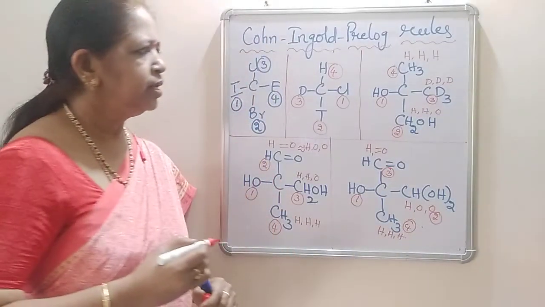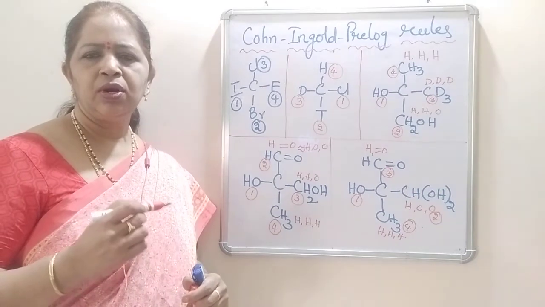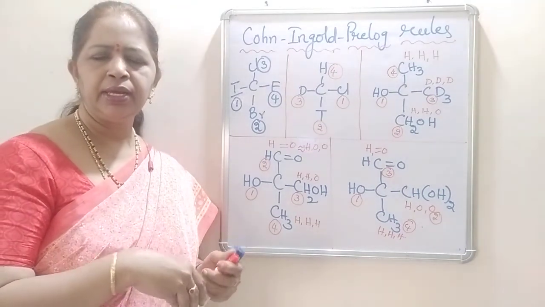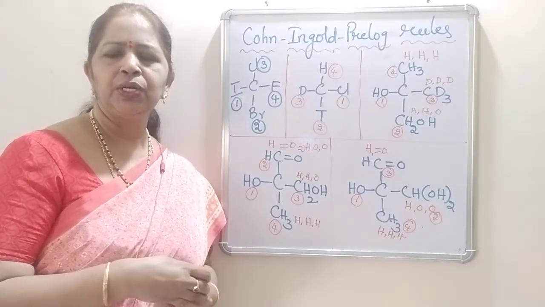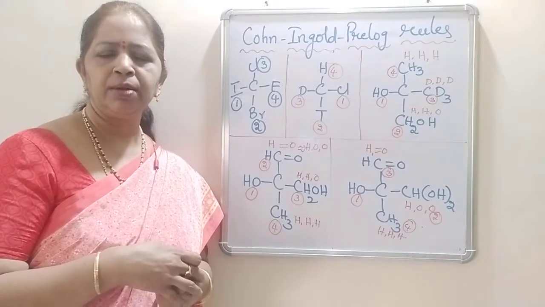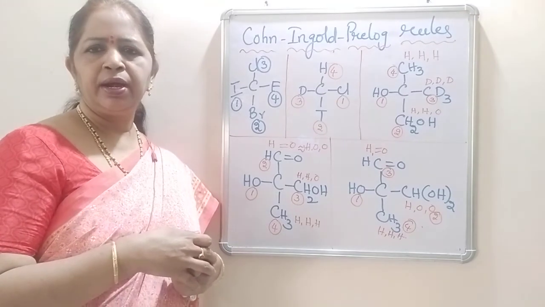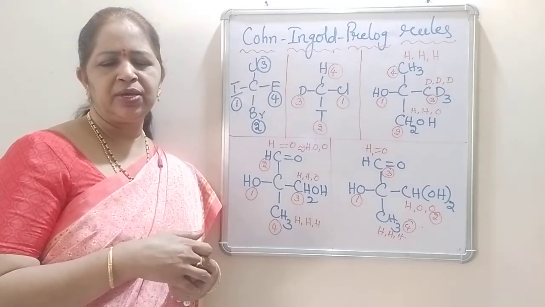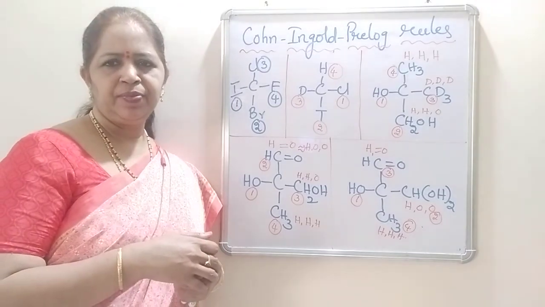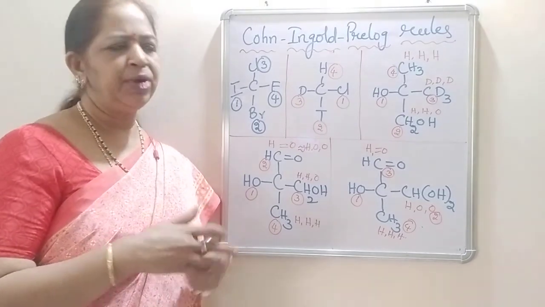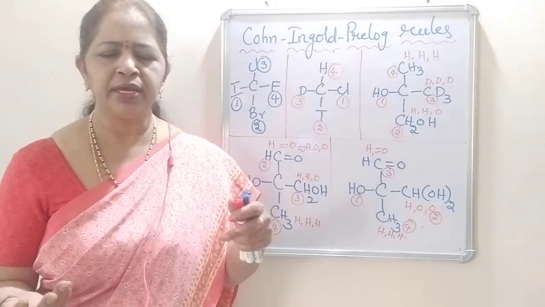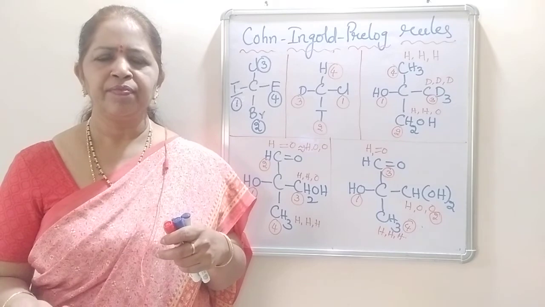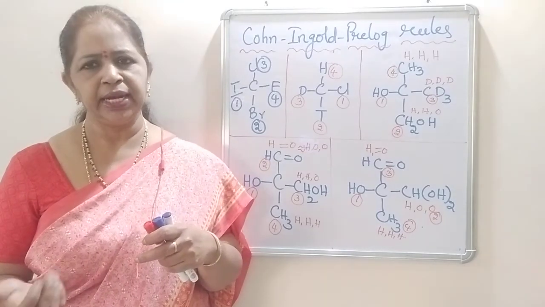Okay, students? These are the Cahn-Ingold-Prelog rules which should be followed in assigning E-Z configuration to alkenes, that means double bonded carbon atoms, and R-S configuration in case of saturated molecules which have a chiral center. By following these rules we can easily give the priorities and assign E-Z or R-S configuration.